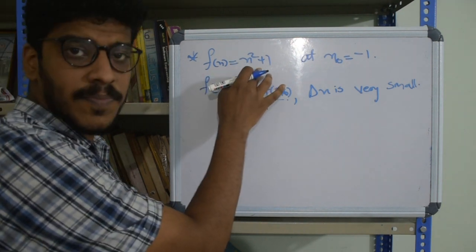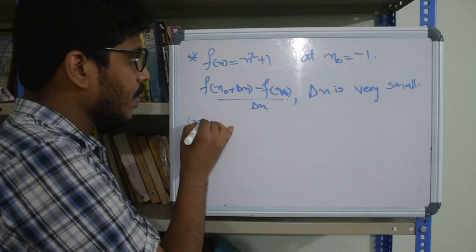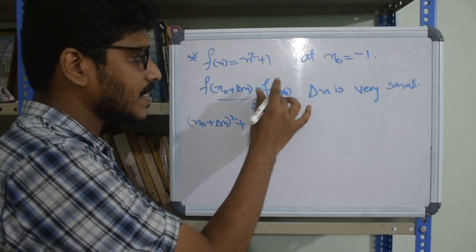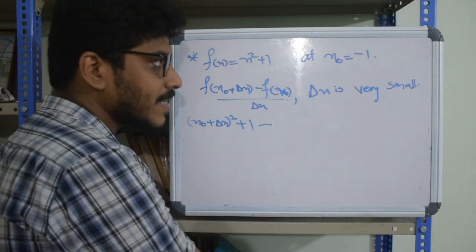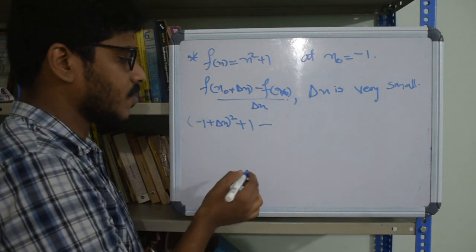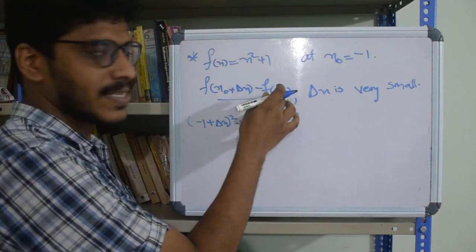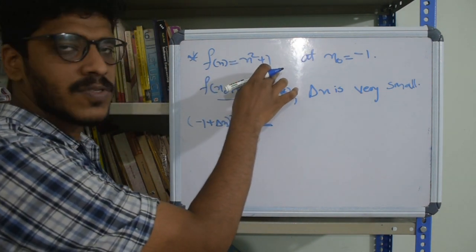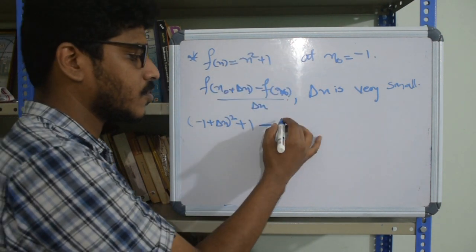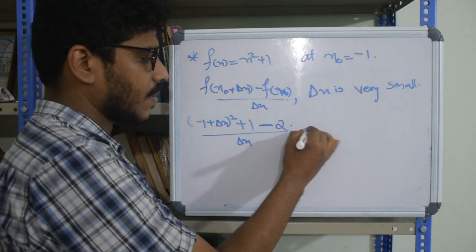So f of x is x squared plus 1. So what will be f of x0 plus delta x? Obviously, x0 plus delta x whole squared plus 1, minus f of x0. See, x0 is minus 1 here, so we can directly substitute that from here itself. Let's not make unnecessary steps. So f of x0 is f of minus 1. f of x is x squared plus 1. So f of minus 1 will be minus 1 squared plus 1. Minus 1 squared is 1. So 1 plus 1 will be 2, divided by delta x.